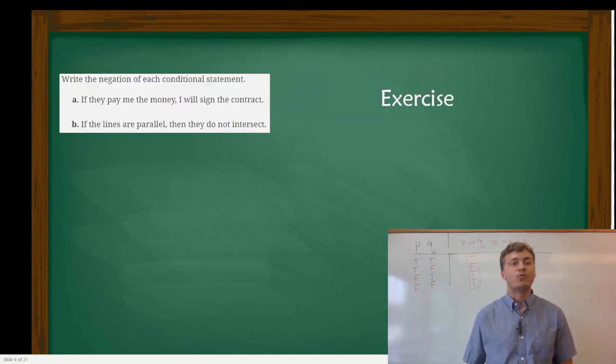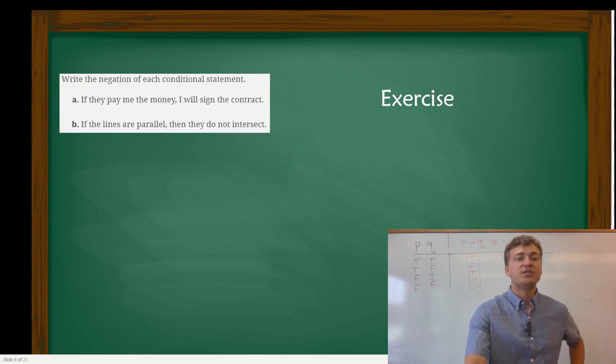So we have an exercise. Write the negation of each conditional statement. For part A: if they pay me the money, I will sign the contract. We want to negate that. Part B: if the lines are parallel, then they do not intersect. I'll give you a moment to pause the video and see what you can come up with using our equivalent statements. Write the negation of the conditional statement.